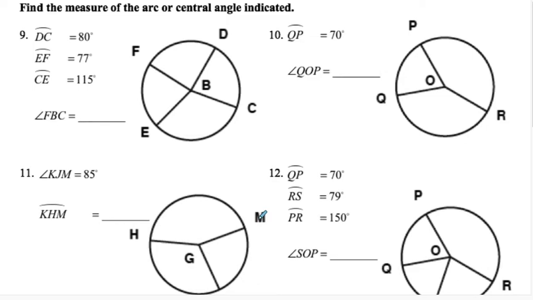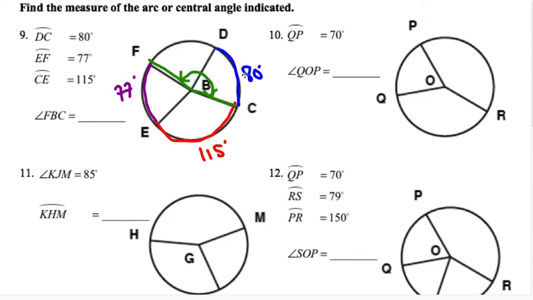On to something a little bit more complicated with numbers. So we know that arc DC is 80 degrees. Please try and bear in mind that circles add up to what? 360 degrees. EF would be 77 degrees. I'm just writing down. And CE, last but not least, is 115 degrees. And then they do something cruel, mean, and unexpected. FBC. We must assume that they're talking about this angle here, right?